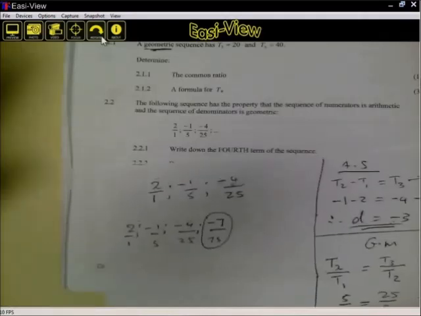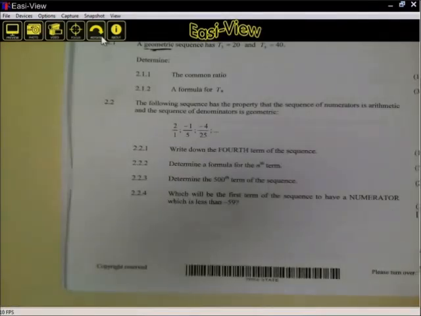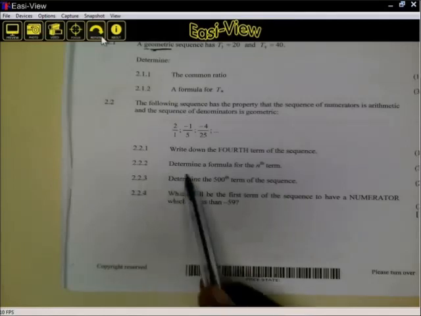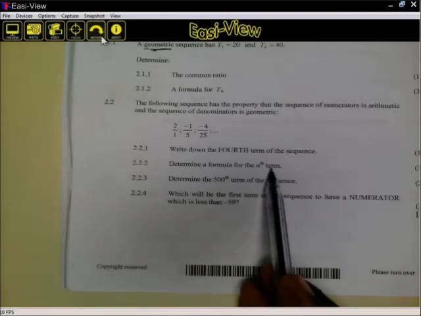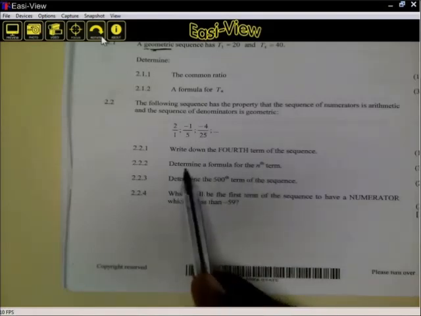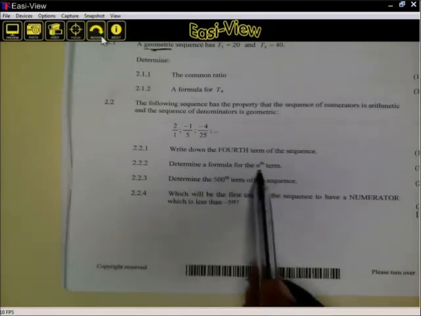Looking at the next question. Determine a formula for the nth term.